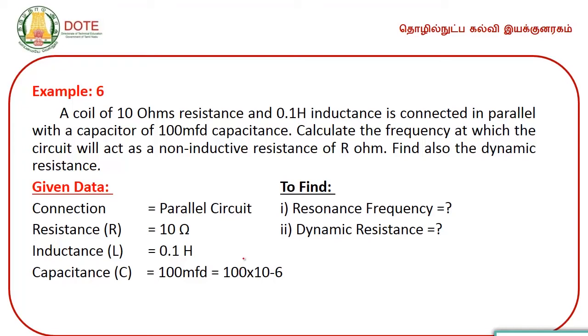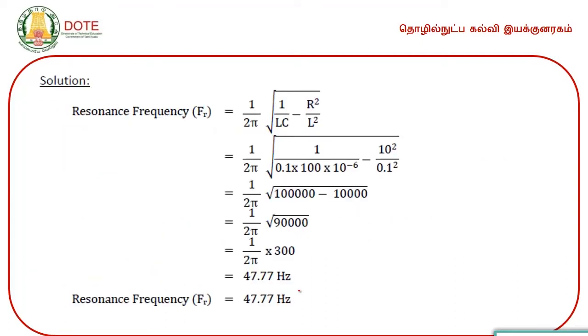So the connection is basically a parallel connection, or a parallel circuit. Resistance value is 10 ohms, inductance is 0.1 Henry, capacitance is 100 microfarad, or 100 into 10 power minus 6 farad. We need to find out the resonance frequency and the dynamic value of resistance.